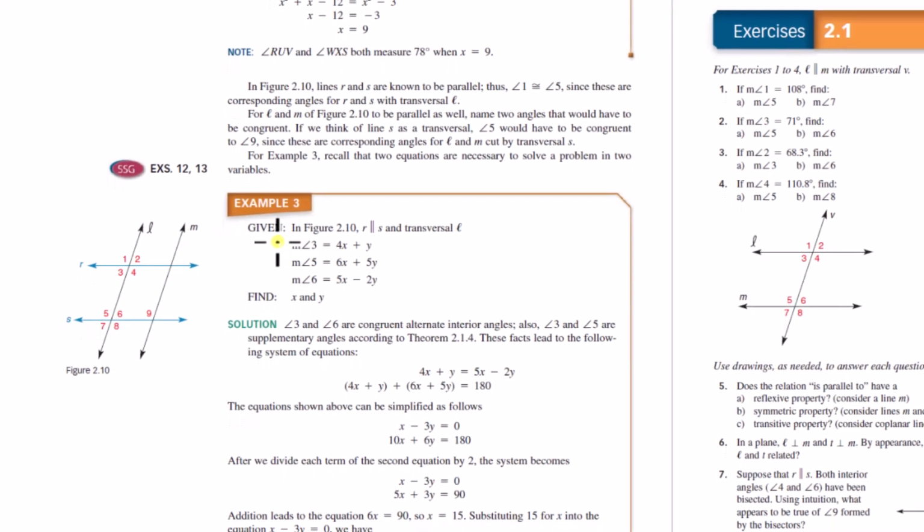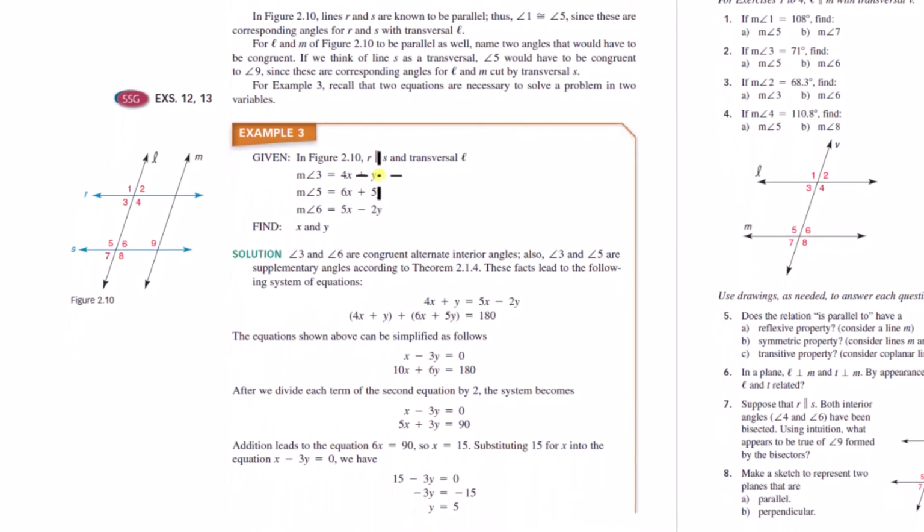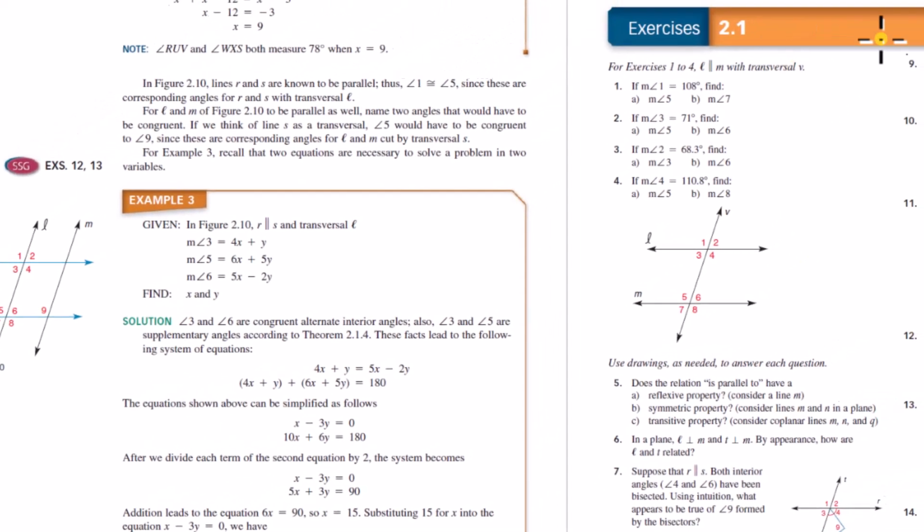Okay, given in figure 2.10, R is parallel to S and transversal L. They give you the measure of angle 3, the measure of angle 5, and the measure of angle 6. Find X and Y. So all you're going to do is say the measure of angle 5 plus the measure of angle 6 is equal to 180. There's an equation. You've got interior angles on the same side: the measure of angle 3 plus the measure of angle 5 is 180. And then the measure of angle 3 is equal to the measure of angle 6, opposite interior angles. And you can just solve for X and Y. We'll work examples like this.